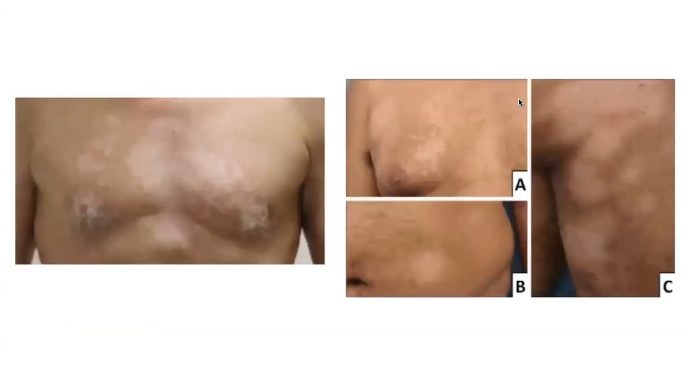So this is a slide. On the left-hand side, we have an example of inflammatory vitiligo. On the right-hand side, we have an example of hypopigmented mycosis fungoides. And as you can see, they can present very, very similarly on a clinical level.